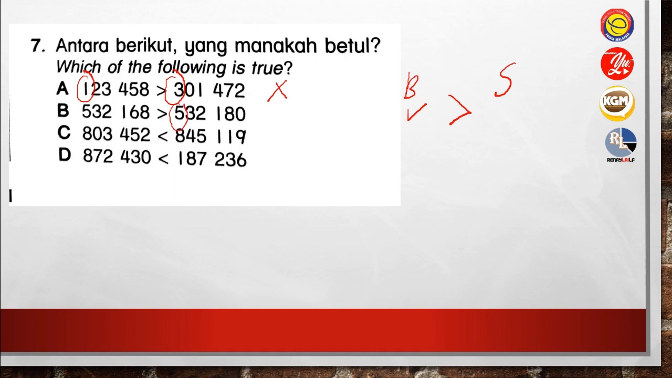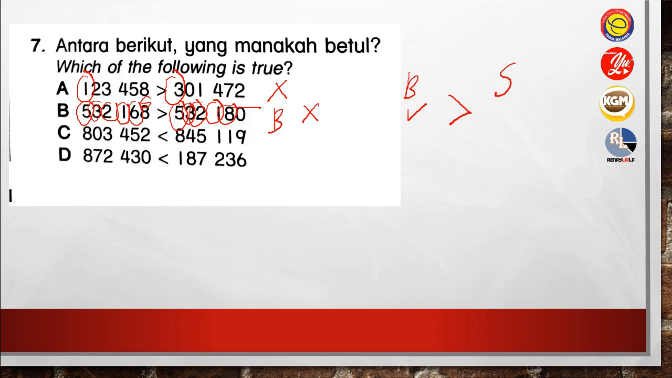Look at the first digit, 5, both also 5. The second digit, both also 3. The third digit is still the same. The fourth digit is still the same. We compare the fifth digit. 8 is bigger, 6 is smaller. The question said 532,168 is bigger, so it's definitely not bigger, it's smaller. So we cross out B also.